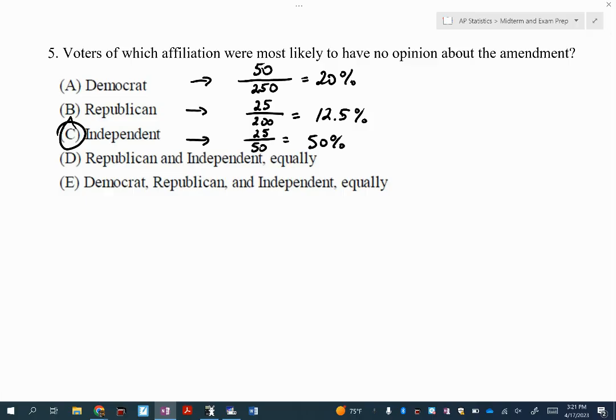Any questions on 1 through 5? That finishes 1 through 5. I'm going to do 6 through 9 here in a second, and then we'll stop this video to do another one.